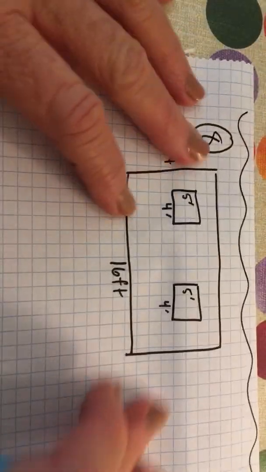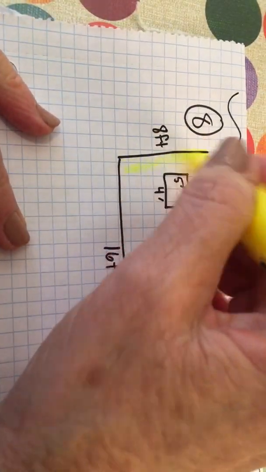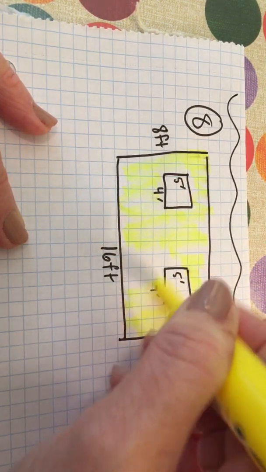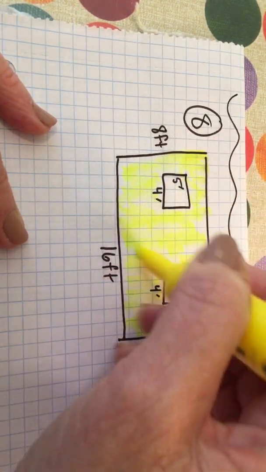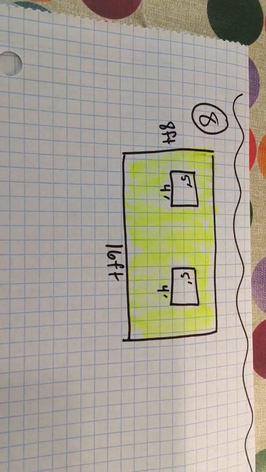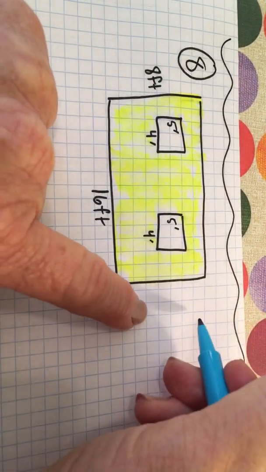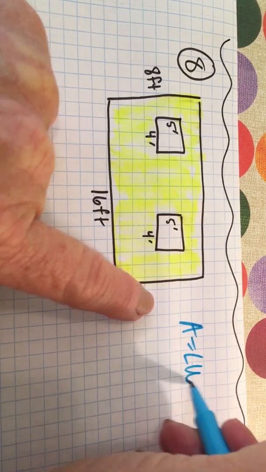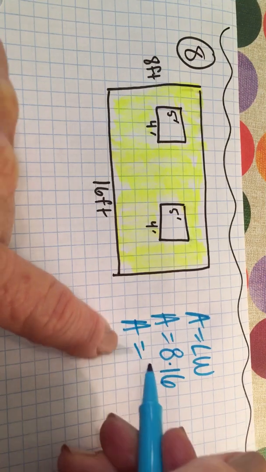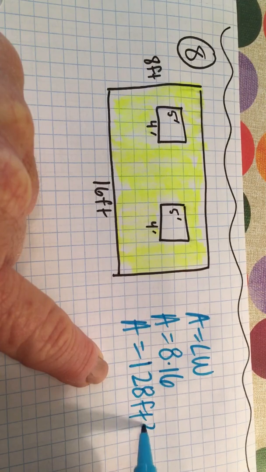Okay, next, the windows. So this is asking for the shaded area. And the shaded area, I think you said, Cassidy, that you got an answer of 40. And I think you were just figuring out the windows instead of figuring out the shaded area. So the shaded area is 8 by 16. Area equals length times width. Area equals 8 times 16. Area equals, let's see, 80 and 48, 128 square feet.